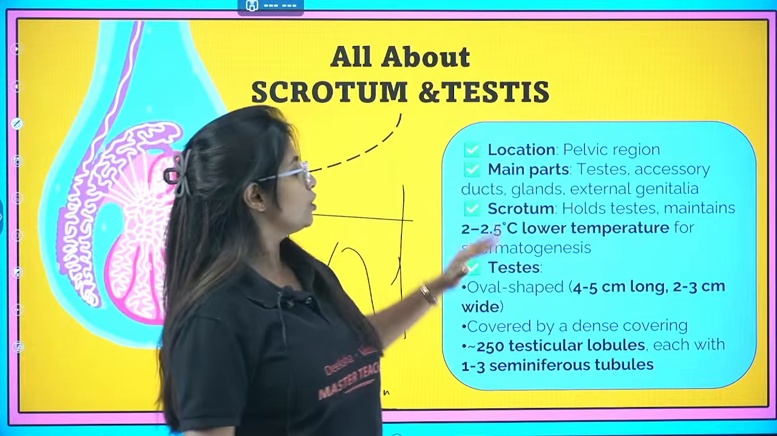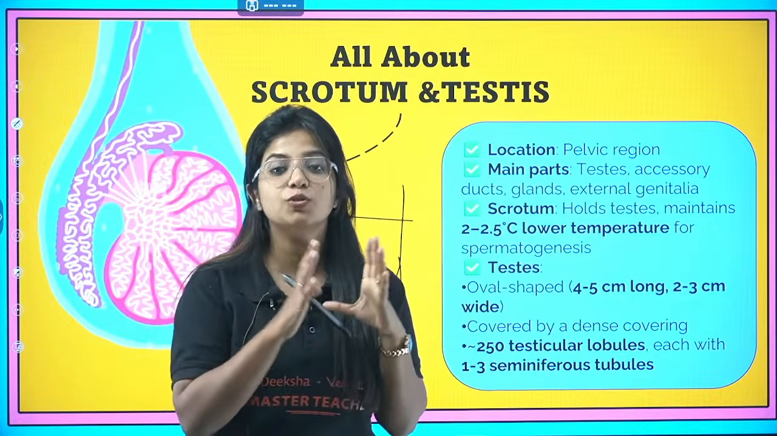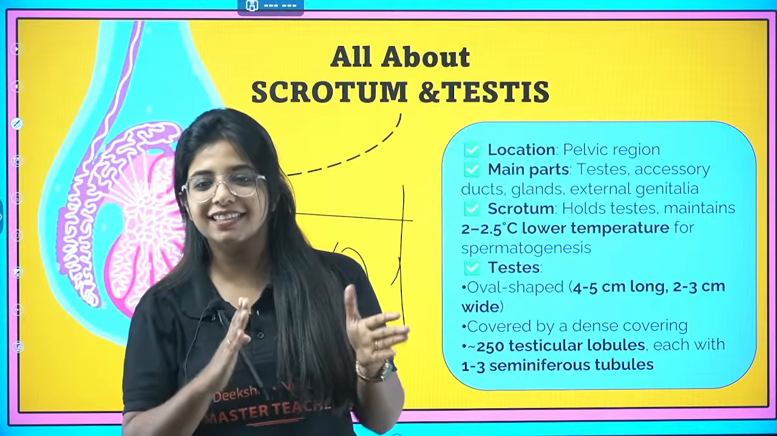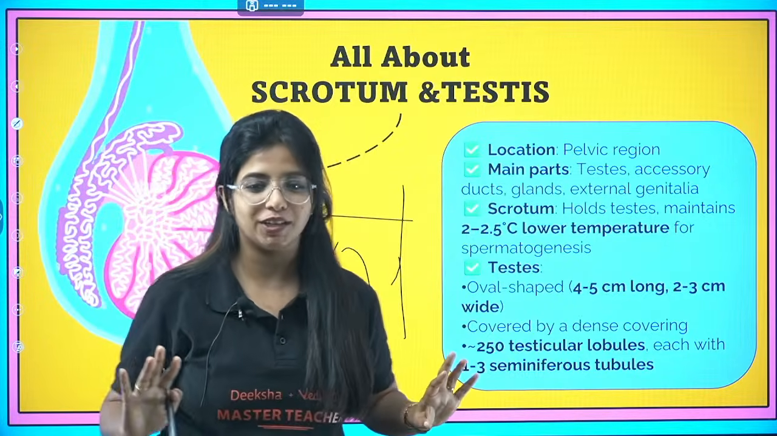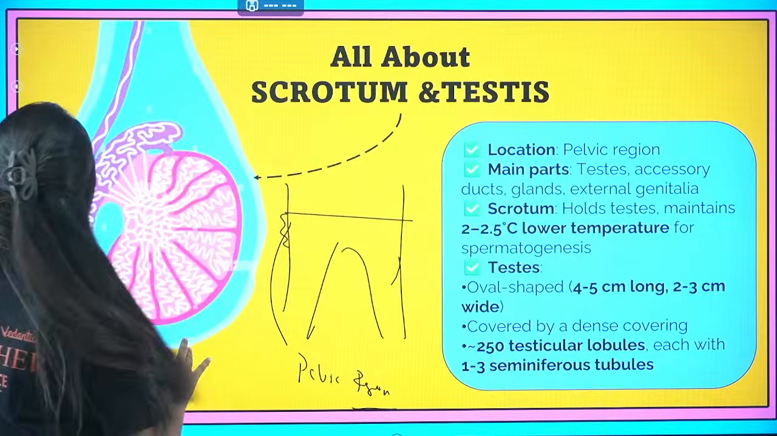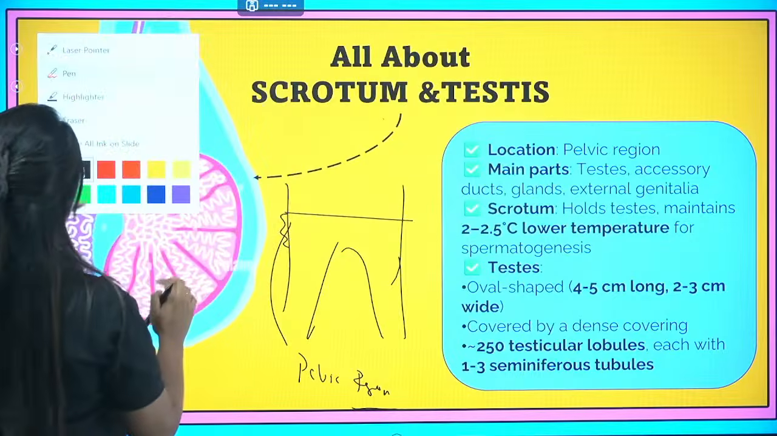Okay, now coming to the shape of testis. Testis is oval in shape. It is what? Oval in shape, and the length and the width are also super important. So I'll give you an easy funda to remember it, and with that I am pretty sure you'll never forget it. So listen to me very carefully. Okay, it goes like this.